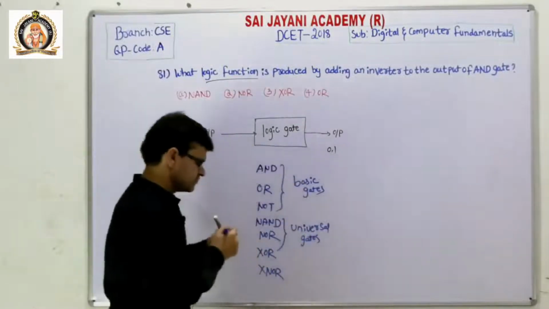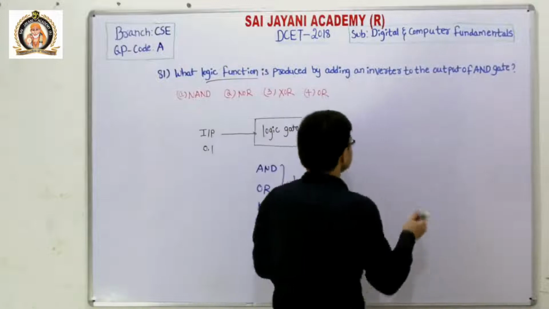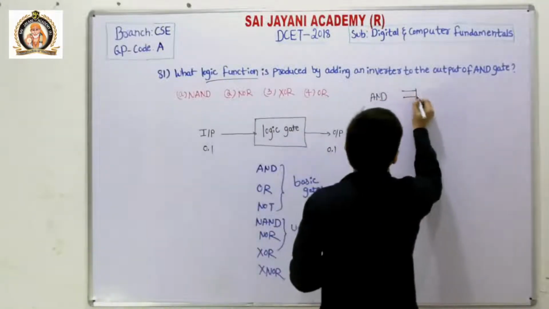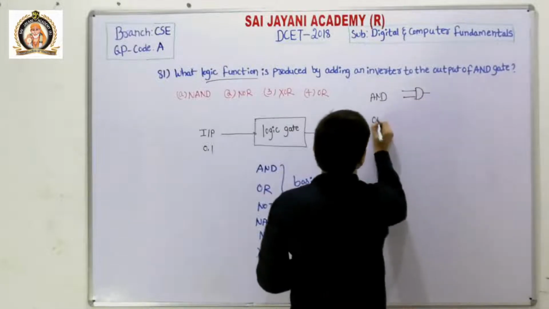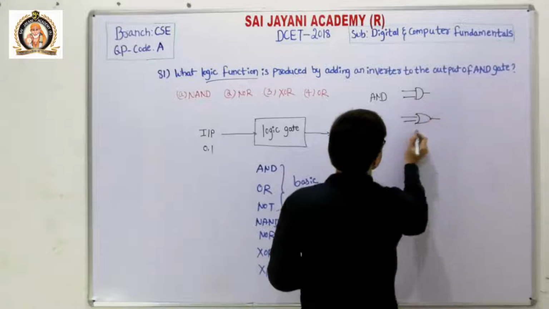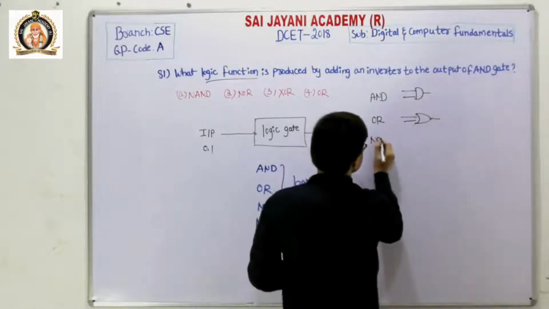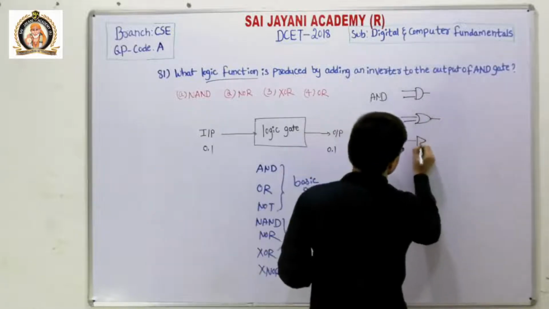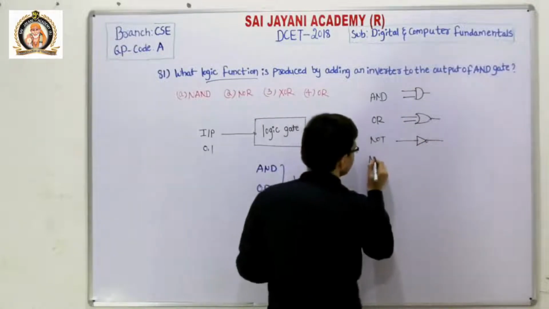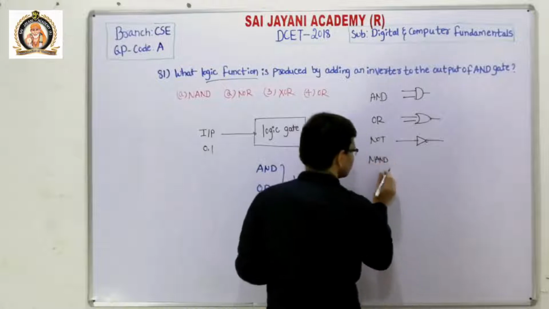Universal gates. For the AND gate, the symbol is like this. For the OR gate, the symbol is like this. Okay, for the NOT gate, this is the symbol.